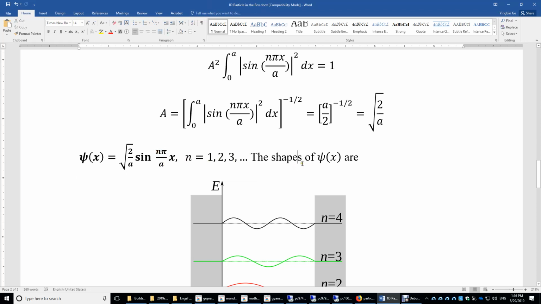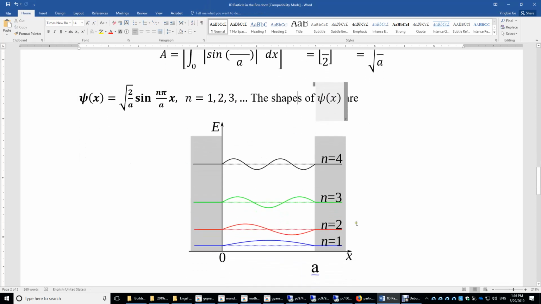So now we're going to look at the shape of psi of x in this picture. When n equals 1, we just plug in n equals 1 here. You have the square root of 2 over a times sine pi x over a. When x equals 0, we have wave function equals 0. When x equals a, we have pi times a over a, it's sine pi. Sine pi is 0 as well. When x equals 1/2 of a, the wave function reaches the maximum over here.